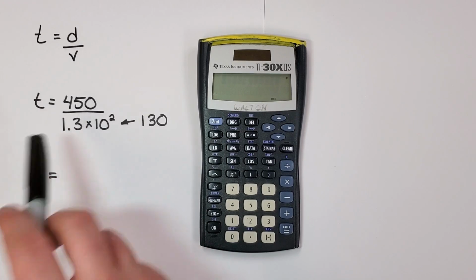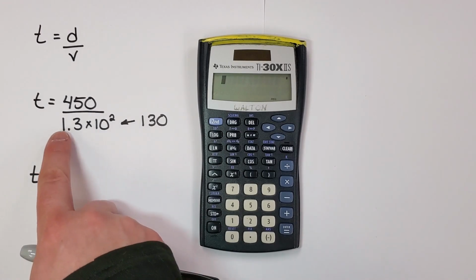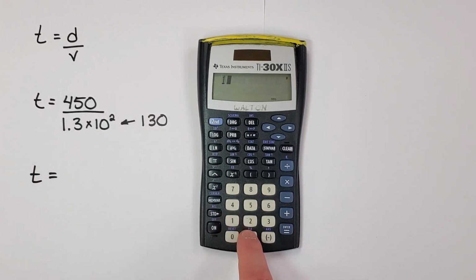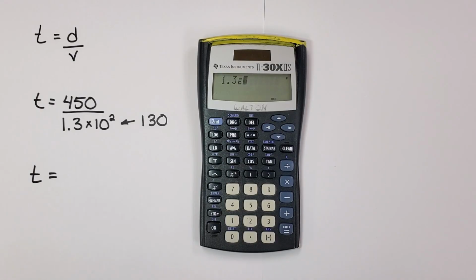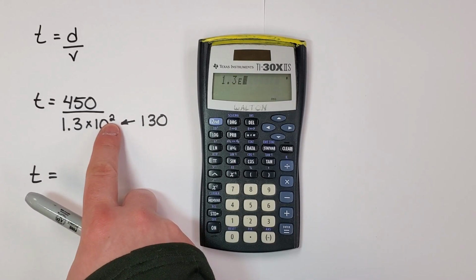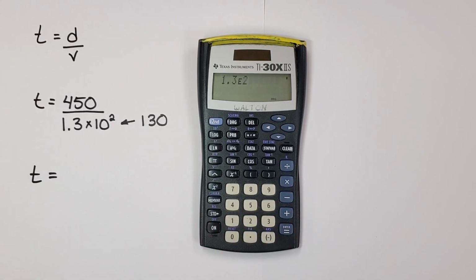So instead of going 1.3 times 10 to the power 2, I would go 1.3, and because it's written in blue, you have to hit the second button. So now the second function is activated, and I'm going to hit x to the -1, which means EE. That EE stands for times 10 to the power of. Now I just have to put in my exponent, 2. We already know that this value should be 130, and when I punch that into my calculator, that is in fact what I get. I get 130.